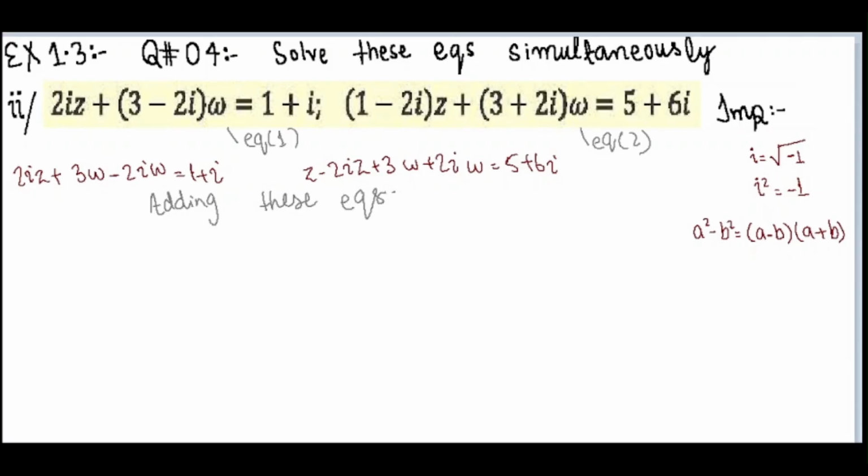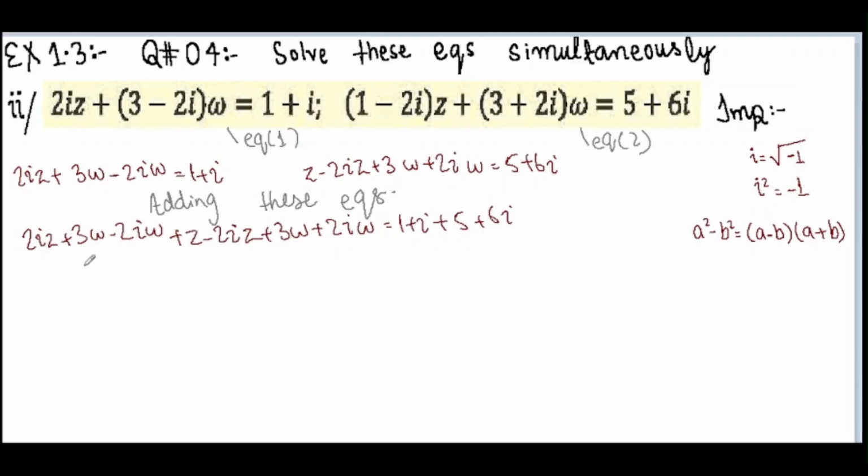Adding these equations, we get 2 iota Z plus 3W minus 2 iota W. Now this side is added with the left hand side of the second equation, so we get plus Z minus 2 iota Z plus 3W plus 2 iota W equals, right hand side of the first equation is 1 plus iota, and the right hand side of the second equation is 5 plus 6 iota.